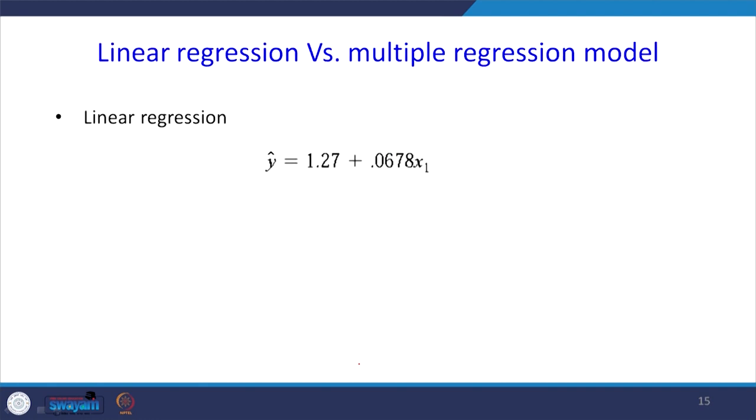So, what am I going to do? First, I am going to take one independent variable and construct a regression equation. Then, I am going to take both independent variables together and construct a regression equation. The first, taking one independent variable, is y hat equal to 1.27 plus 0.0678 x1. I will show you in the next slide how we got this answer.